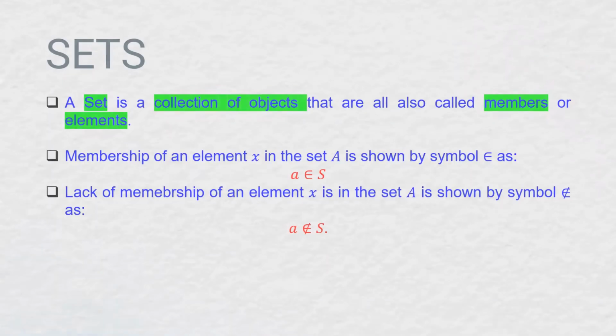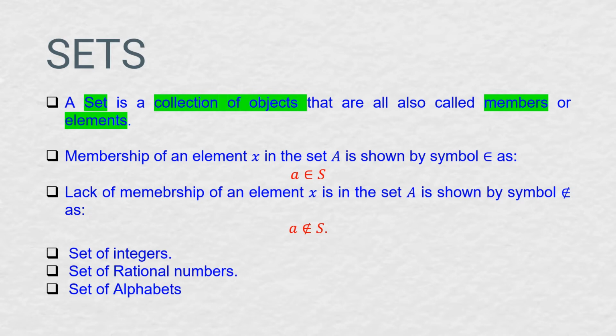Today's topic is set theory. A set is a collection of objects. These objects are also called members or elements. If an object is a member of a set A, it is shown by this symbol here. And if an object is not a member of the set A, it is shown by a cross symbol here.